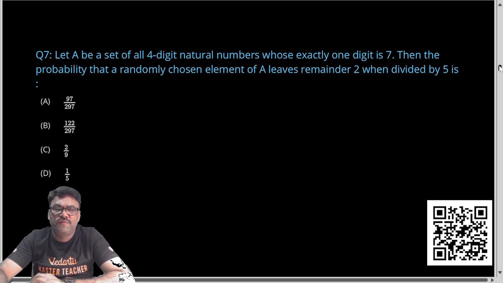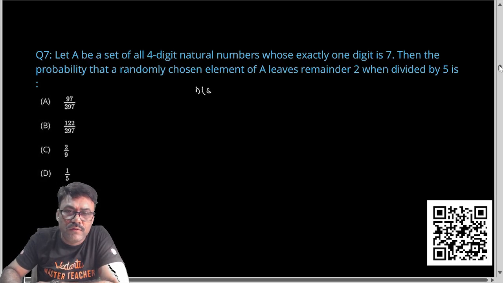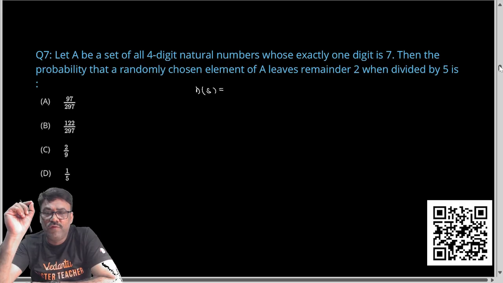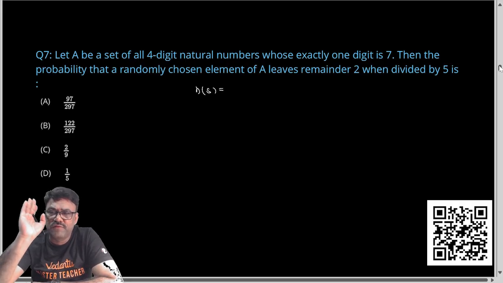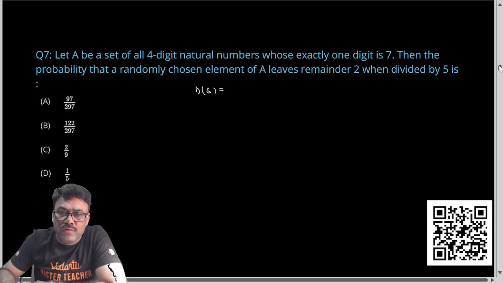So basically let's write n(S) first. n(S) means total number of 4-digit numbers whose exactly one digit is 7. First I'm writing all the 4-digit numbers. How many 4-digit numbers are there in which exactly one digit is 7? So see, exactly one digit is 7. So let's say 1000 digit is 7. So that means 1000 place is filled in only one way.